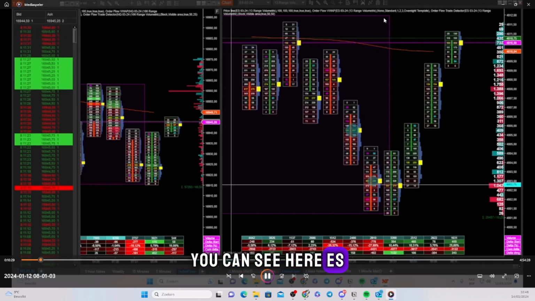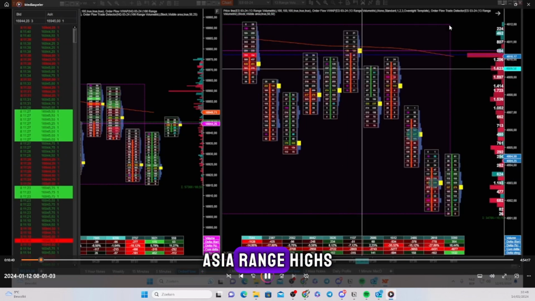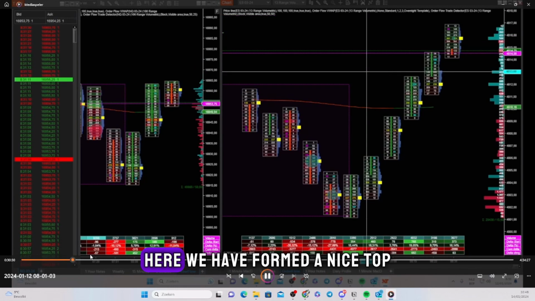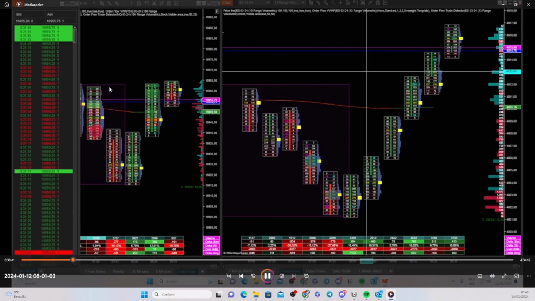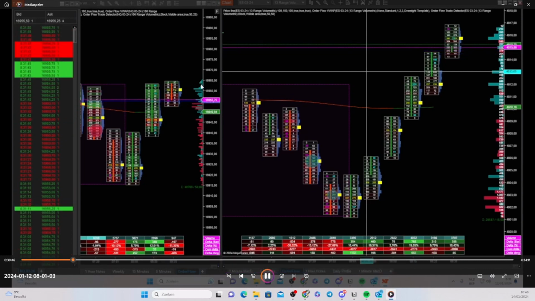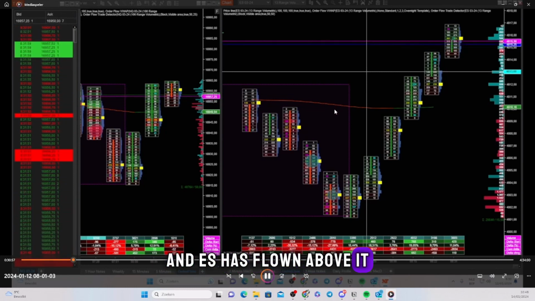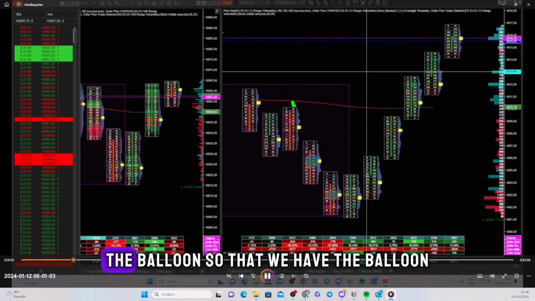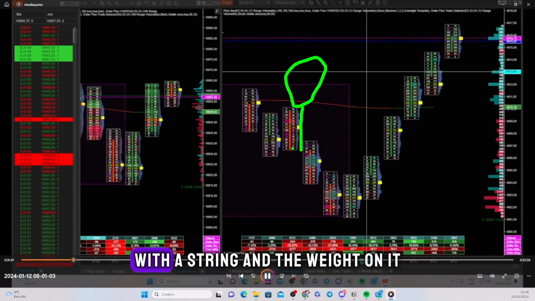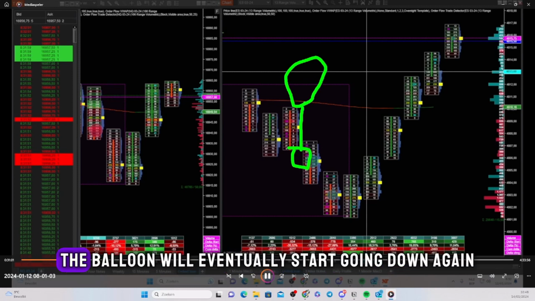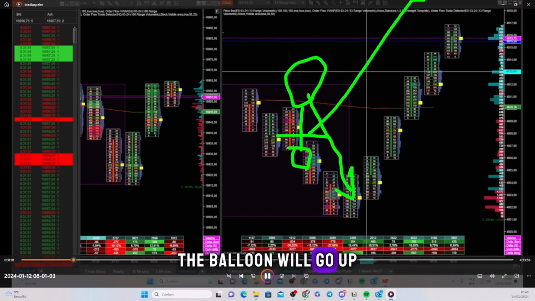You can see here, ES is entering the Asia range highs, while NQ is still struggling at VWAP. Voila, here we have formed a nice stop. This is where my decision making started, because NQ was still at the Asian range high and ES has flown above it. I think again of the balloon with a string and the weight on it. If the weight is higher, the balloon will eventually start going down again. If we cut the weight, the balloon will go up.